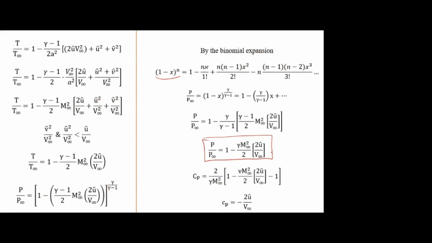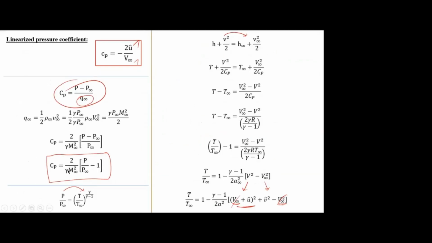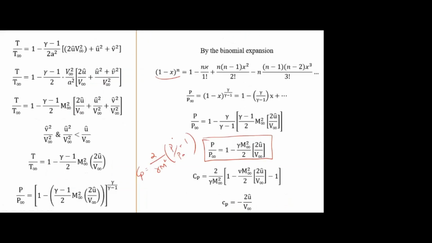Now this can be substituted in the general Cp formula, which is 2 divided by gamma M square times (P by P infinity minus 1). Instead of this P by P infinity, substitute this, then cancel. Actually, this is gamma, so cancel gamma M square. Even 2 also gets cancelled.